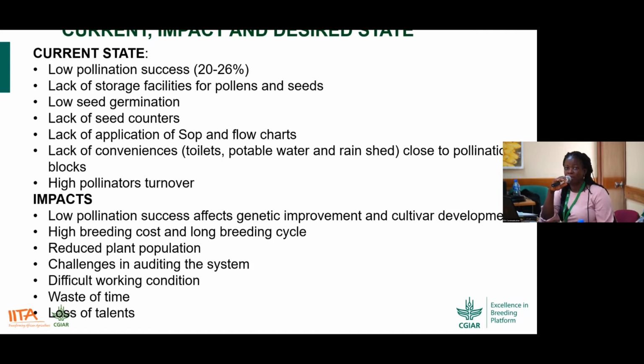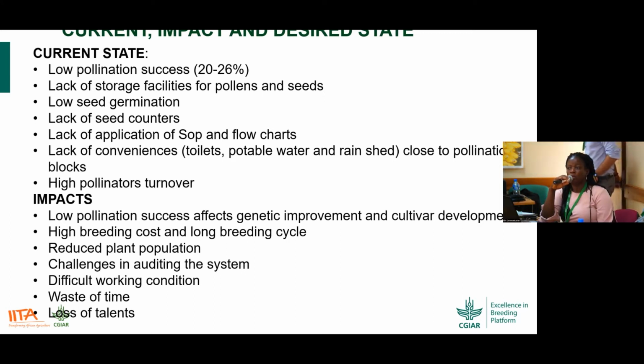We have low seed germination. Seed counters are not there; we count manually. Then we are not applying the standard SOP and the flow chart in activities. And then we have a lack of conveniences around the pollination blocks. Toilets, portable water, and rain sheds are not there.